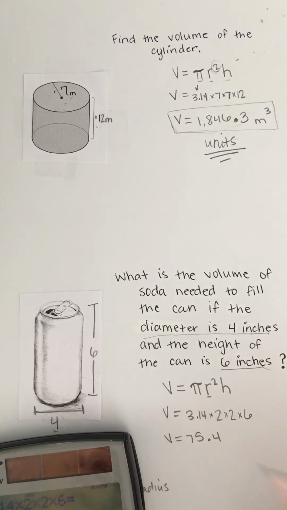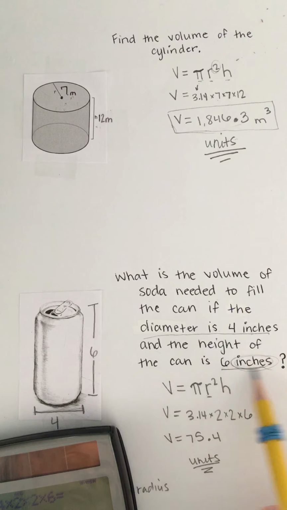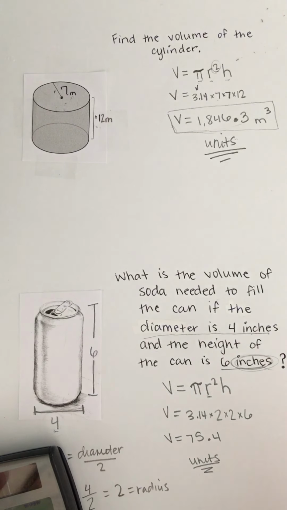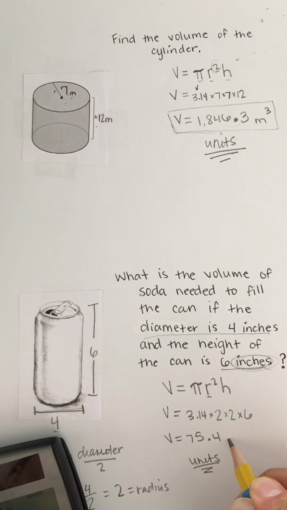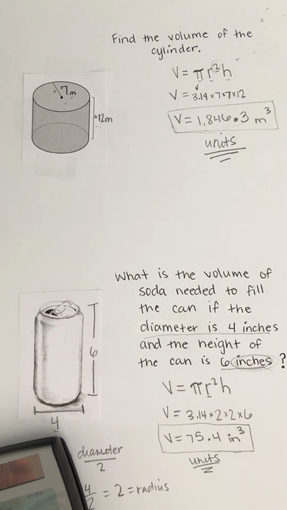Okay, and then units. Do not forget your units. So this was inches. My units are inches. So this is going to be 75.4 inches cubed. Volume is always cubed. It's a 3D space.